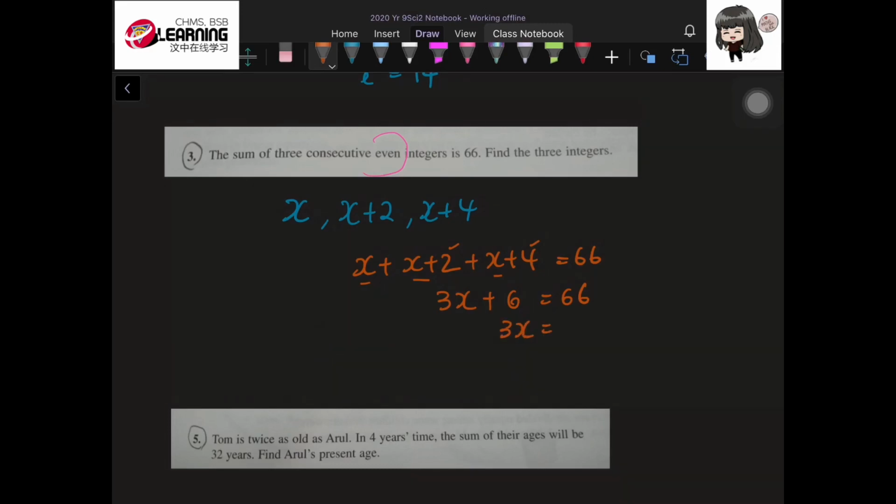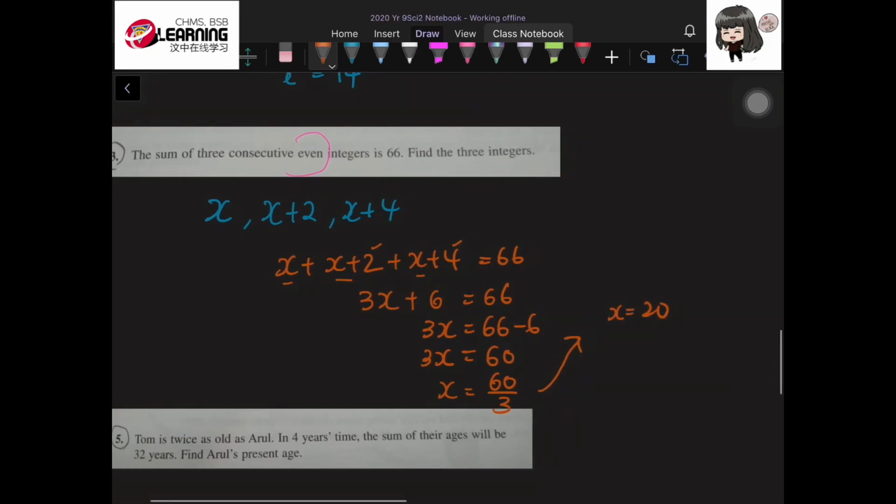So 3X equals, move the 6 to the other side, it becomes minus, so it's 60. So X equals, I move the 3 to the other side, it becomes divide. So X equals 20. That's your first number. So what are the three integers? The first is 20, your second one will be the next even number, which is 22, and the next even number is 24.